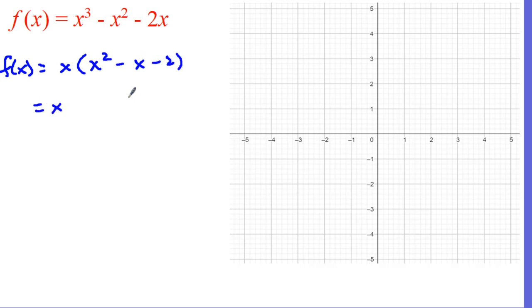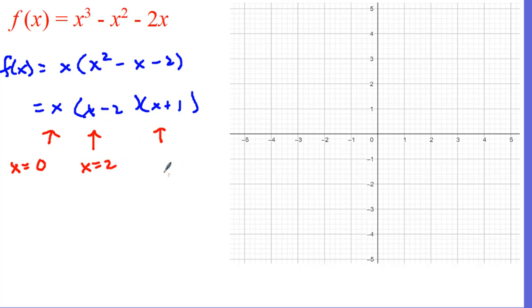Now, what can we do with this guy right here? We can try to factor this. What are the factors of negative 2? Negative 2 and positive 1. Okay, so we have x minus 2, x plus 1, because negative 2 and positive 1 add up to the negative 1 in the middle. And so let's take a look at my zeros. x is equal to 0 is one of my zeros. What's my zero right here? x is equal to 2, because 2 minus 2 equals 0. Or this one right here, x is equal to negative 1.